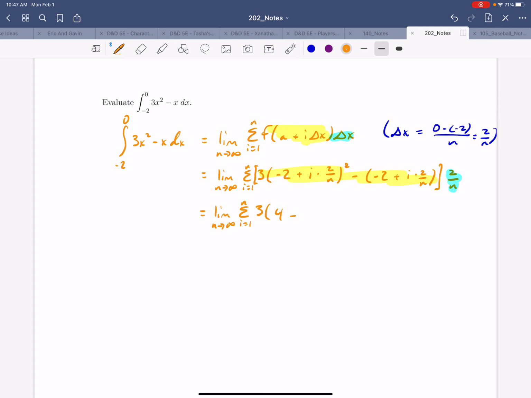3 times, and I think this is 4 minus 8, or actually I'm going to put the number over n in front of the i, so I think it's going to be 8 over n times i plus 4 over n squared times i squared. I'm just going to distribute that negative sign right now. So I just FOILed that inside, and now I'm going to multiply through by the 3, and then combine all the like terms, okay?